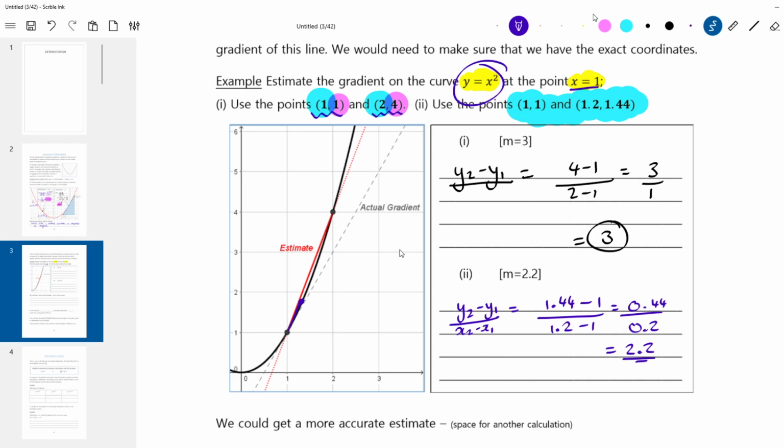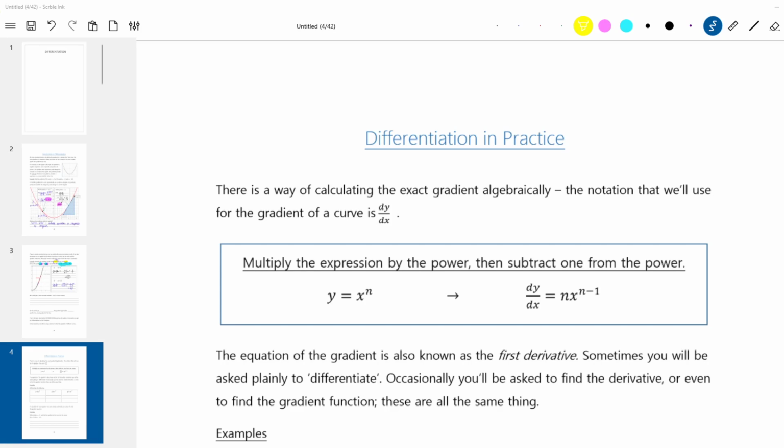So what we're going to do is we're going to rely on an algebraic method, which will cut down on the amount of time we're spending, and it'll ensure that we get the exact gradient pretty much instantaneously. So what differentiation does is it gives us effectively a gradient formula, which is known as dy dx, and we can plug any x value into that gradient formula to instantly give us the gradient. Now, differentiation is a two-step process.